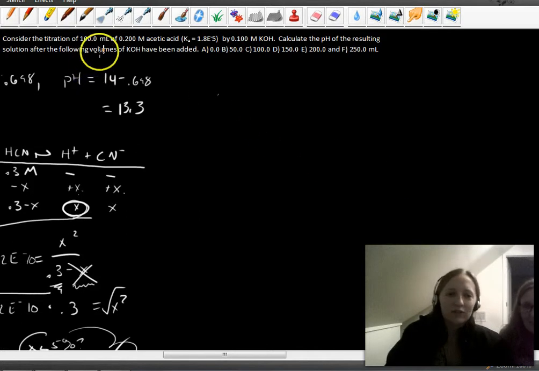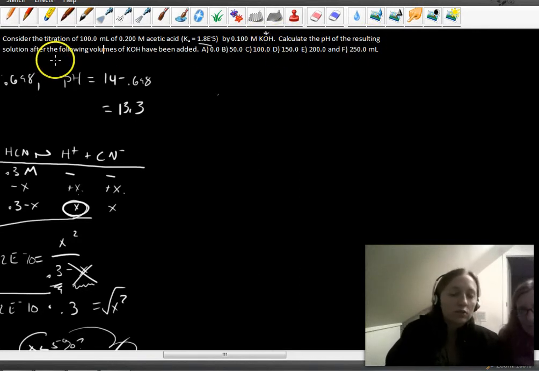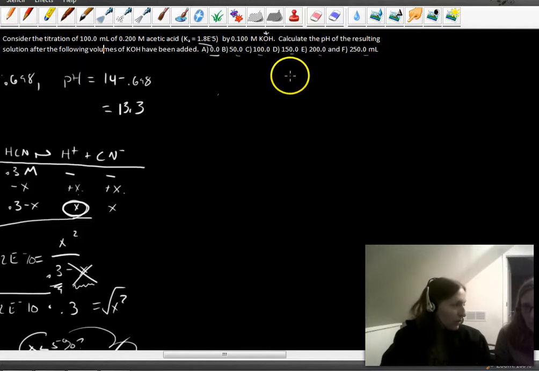Consider the titration of 100 milliliters of 0.2 molar acetic acid, there's your Ka, by 0.1 molar potassium hydroxide. There's your strong base that you're titrating with. You wouldn't titrate a weak with a weak. That would just be sort of pointless. Calculate the pH of the resulting solution after the following volumes of potassium hydroxide have been added: 0, so before you start, 50, 100, 150, 200, and 250. And again, we're going to run across the equivalence point, and we're going to run across after that when the strong base is driving the pH. So these are all different little situations here.